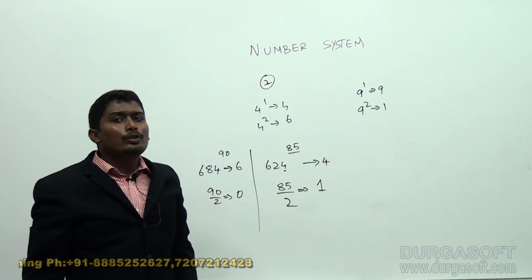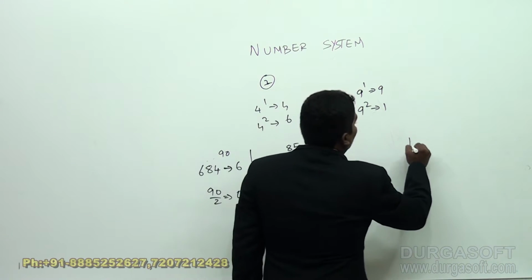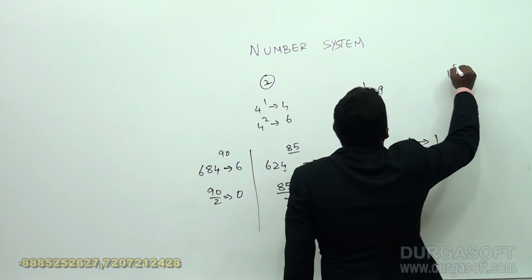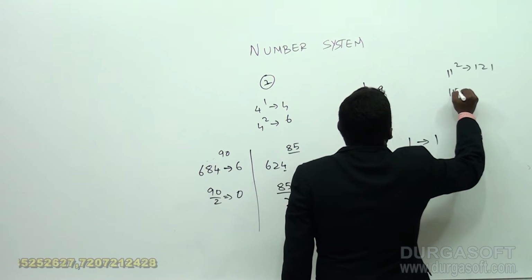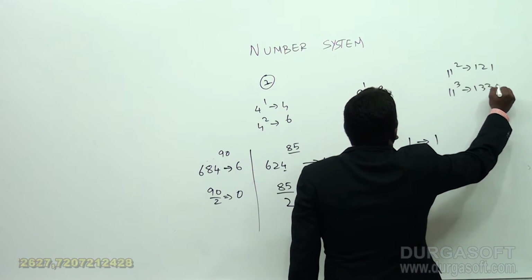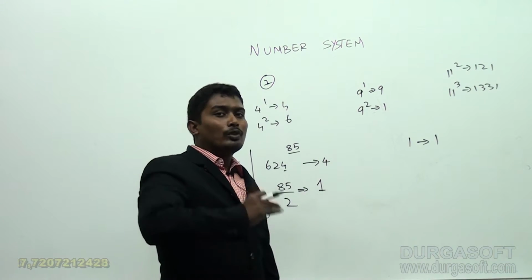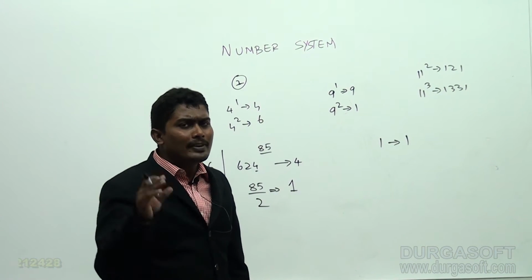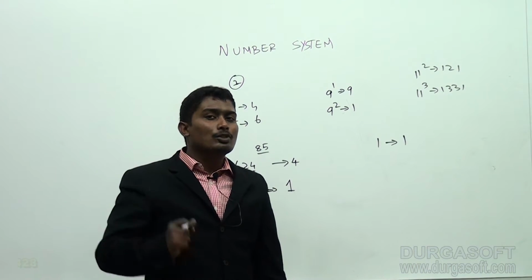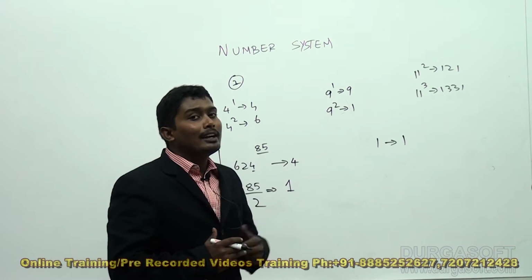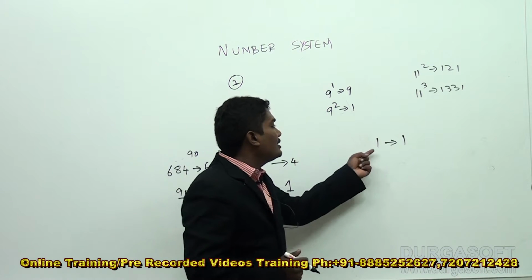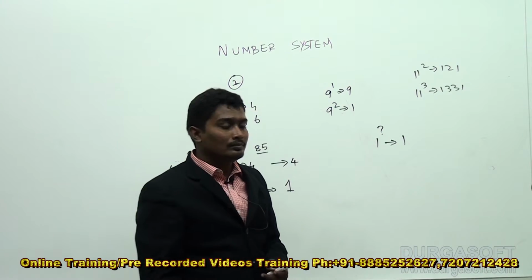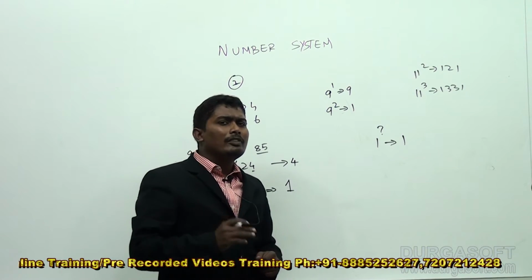There are a few special numbers. One is 1. 1 to the power any number will be 1 itself. You see, 11 square is 121, 11 cube is 1331, 11 power 4 is 14641. It will always end with 1, so it will not change at all. In the same way, 21 power 1 is 21, 21 square is 441, so that will again never change. So a number that ends with 1, whatever the power may be, will always end with 1.